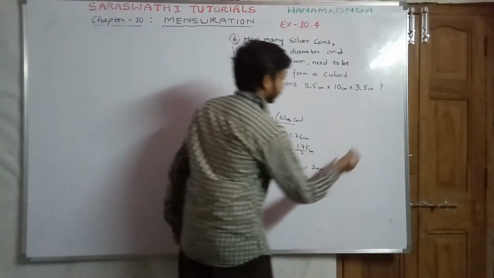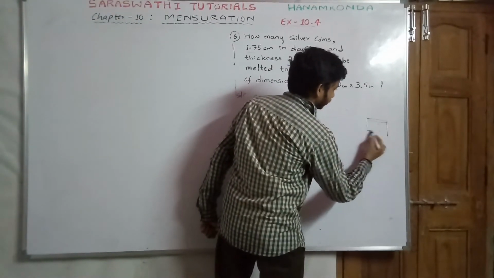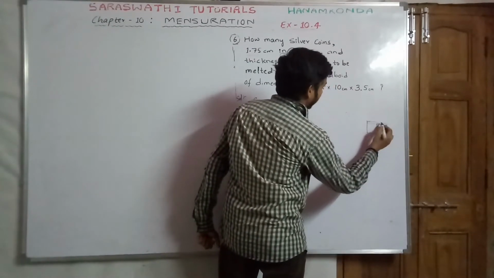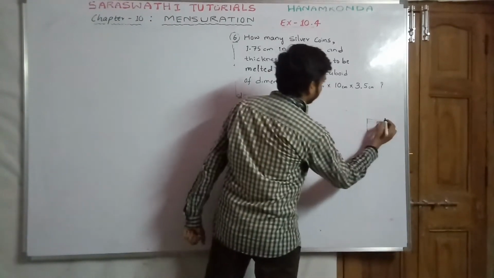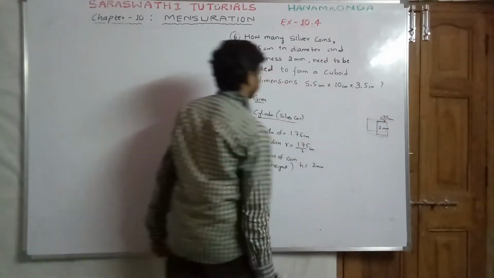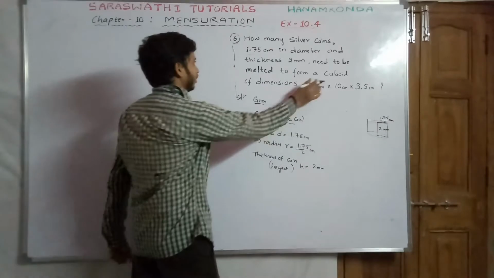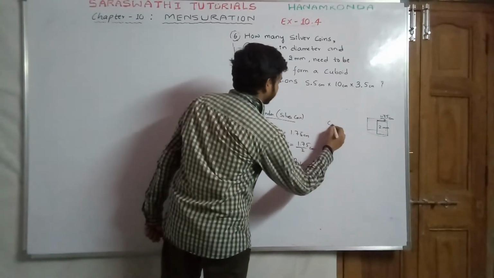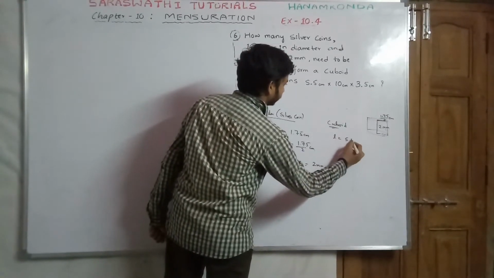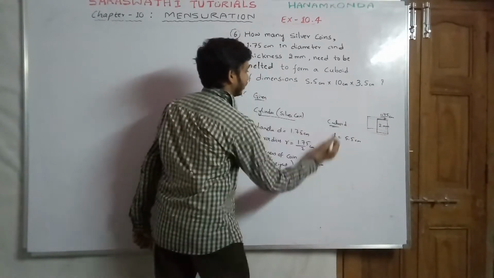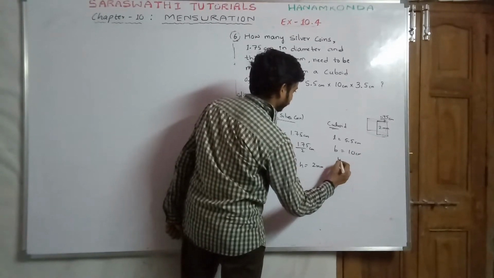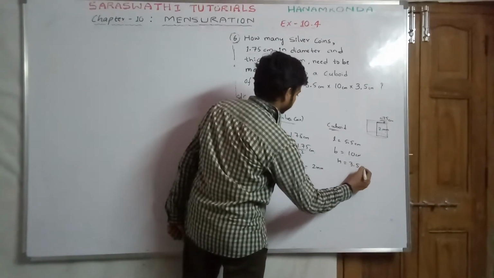So let us consider this as a silver coin. Its height is 2 mm and the diameter is 1.75 centimeters, that means the radius is 1.75 by 2 centimeters for this silver coin. These silver coins are melted and formed into a cuboid. The cuboid dimensions are given: length equals 5.5 centimeters, length into breadth into height. Breadth equals 10 centimeters and height h equals 3.5 centimeters.